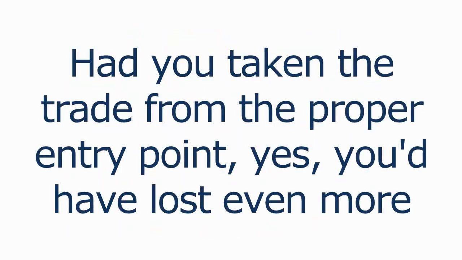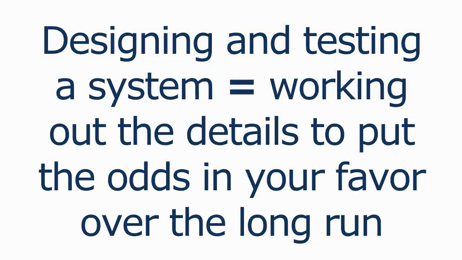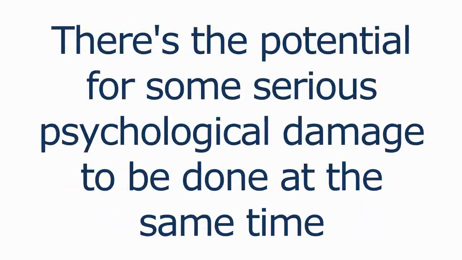And you might well point out that in this particular case, had you taken the trade from the proper entry price, you'd have lost even more. And that is true. But you don't know at that point that your trade is going to move that close to its stop price, whereas you do know if it's already there. My point is that in designing and testing a trading system, you are working out all the details to put the odds in your favor over the long run. By changing aspects without having done further testing, how can you realistically expect to know what the effect will be on your system? Well, you can't.